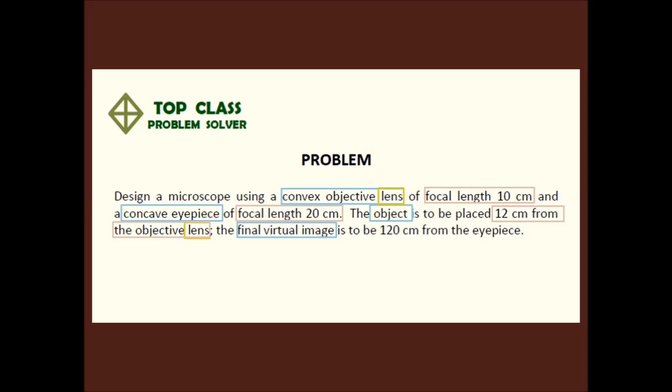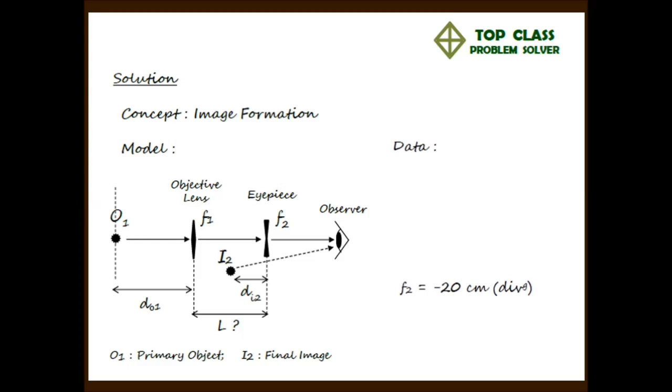Next, we will focus on lens number 2, which is the eyepiece. The eyepiece has a focal length of 20 centimeters. In our data, we will write that f2 is equal to minus 20 centimeters. The reason that we have a negative focal distance is that we are given that the eyepiece is a diverging lens.